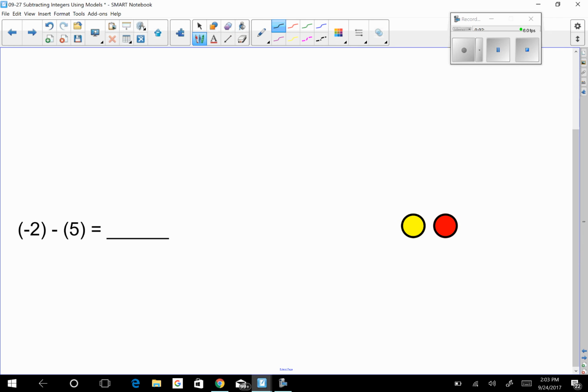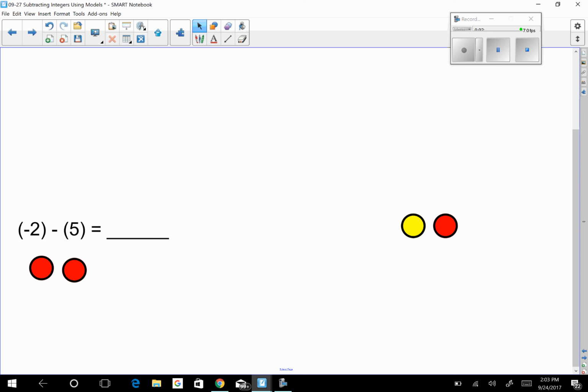Now here's another example. It's going to be a little bit different. We have negative 2. That's what we're going to start with. So negative 1, negative 2. And now it says we need to take away 5 positives. So negative 2, take away 5 positives. Do you see 5 positives here that we can take away? No. So we need to somehow get 5 positives in this group so that we can then take them away.